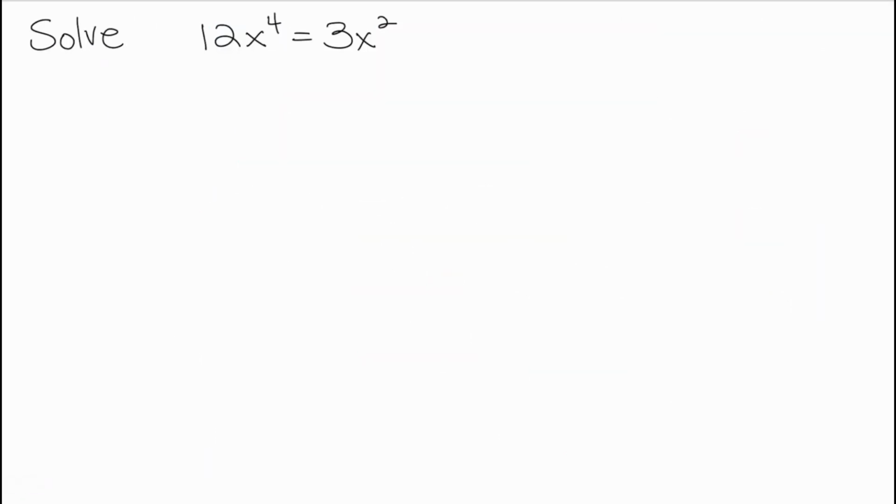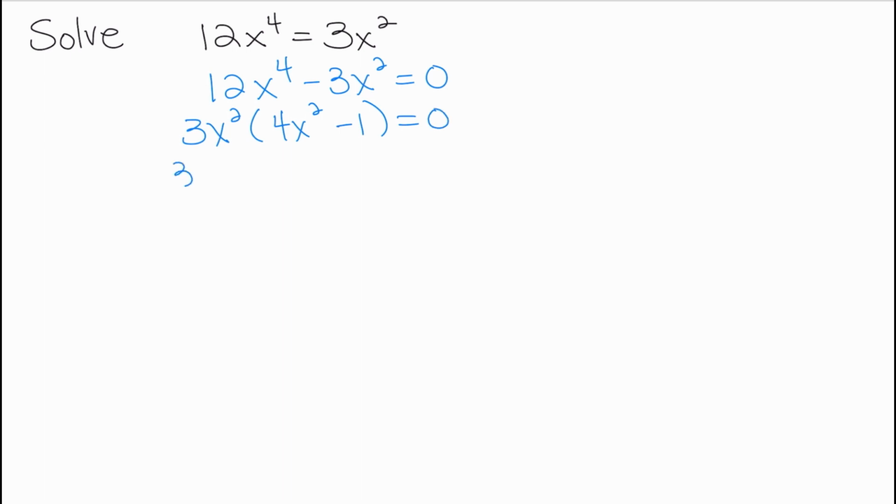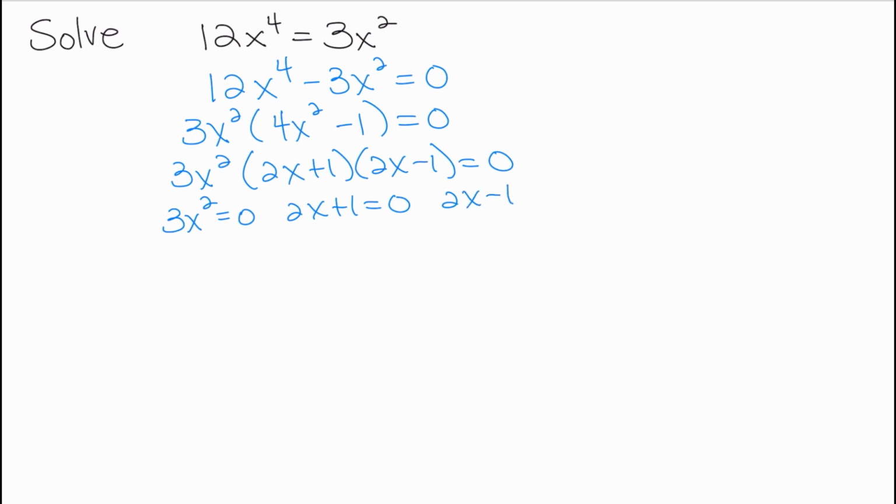Solve 12x to the 4th equals 3x squared. Very similar process. We're going to subtract 3x squared from both sides. The GCF is 3x squared. We're left with 4x squared minus 1 is equal to 0. 4x squared minus 1 is a difference of two squares: 2x plus 1, 2x minus 1. Take each part now and set it equal to 0. So 2x plus 1 equals 0. 2x minus 1 equals 0.